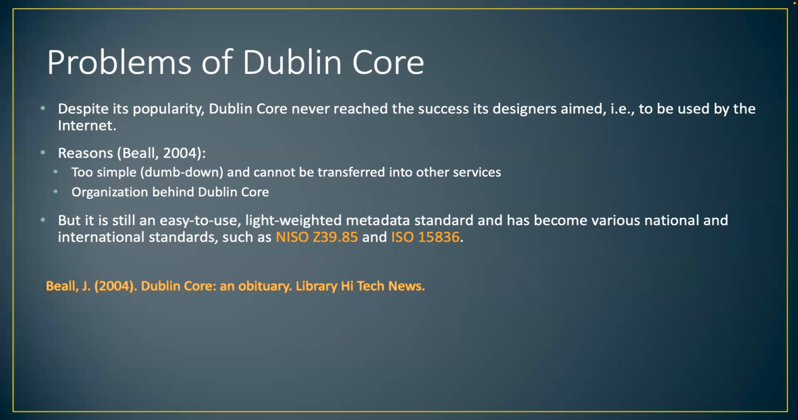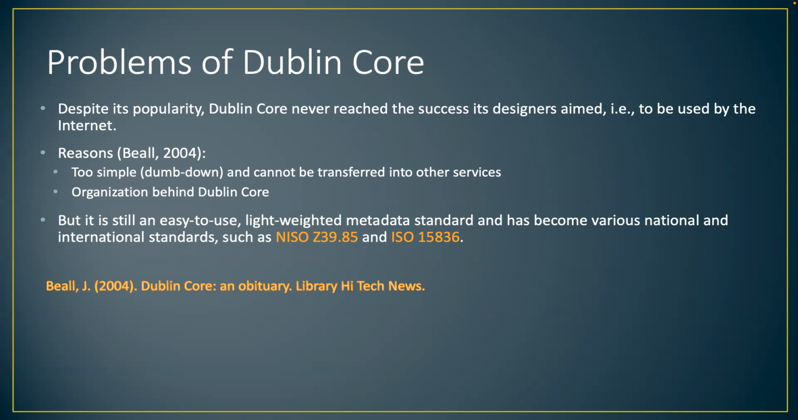It is also a very easy to use and lightweight metadata standard. It can be easily mapped to a lot of other metadata standards. And it is, of course, a good example to be used for demonstration, like in our intro course, for you to understand the basic concepts of metadata standards.